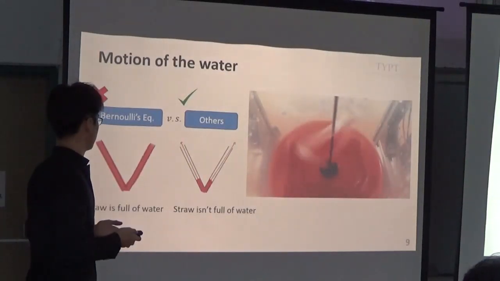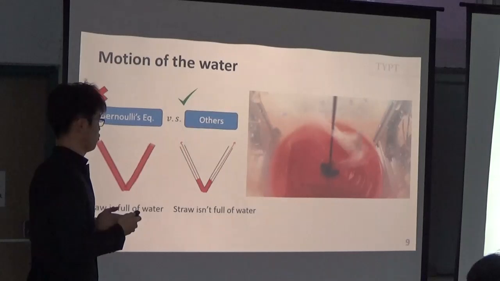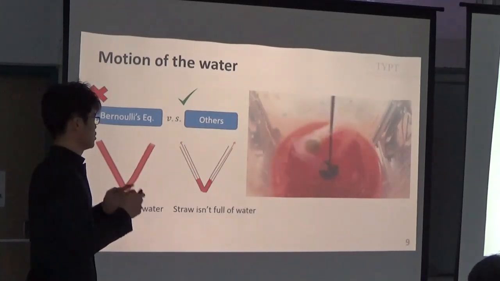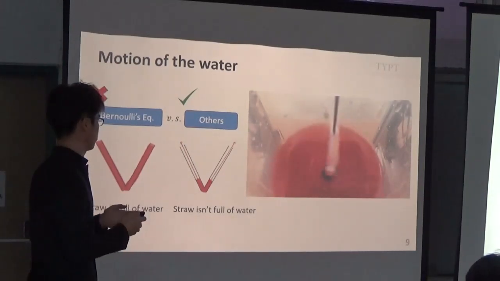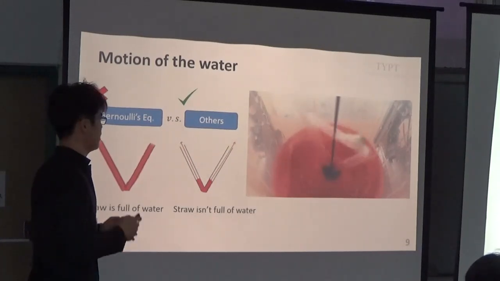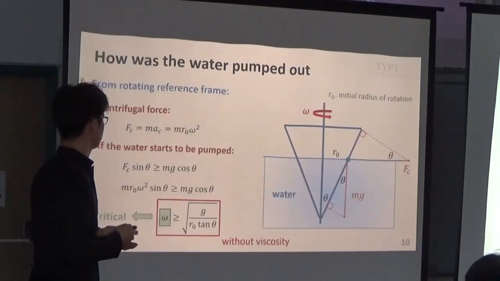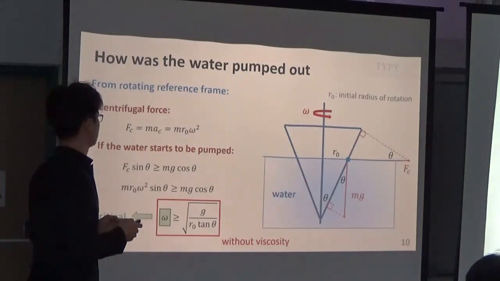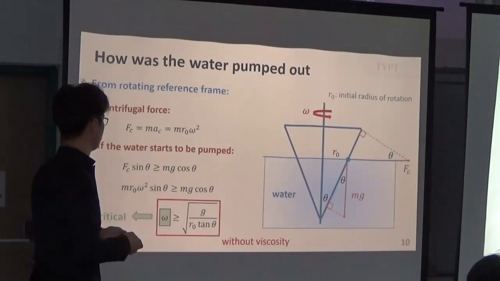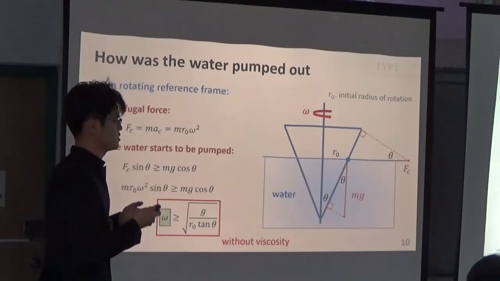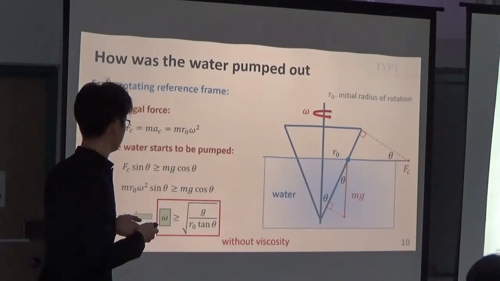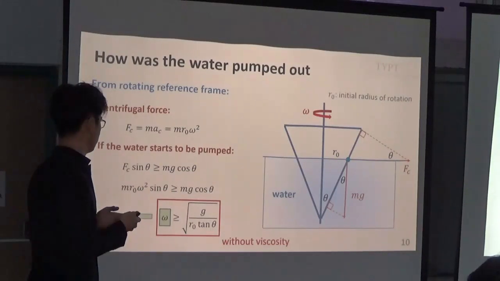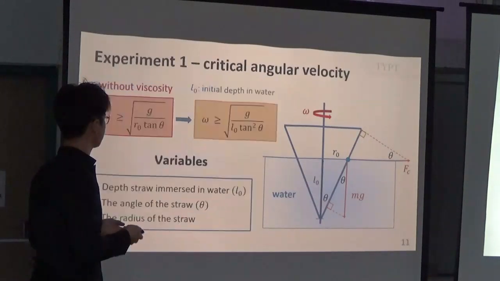From observation, we can see that the straw is not full of water, which means we cannot just use the Bernoulli equation to simply describe the motion of the water. So I would like to build another explanation. Next, I would like to talk about how the water is pumped out. We can consider the centrifugal force if we set the observer in the rotating reference frame. We also have to consider the sliding force caused by gravity. Then we can get the condition of the critical angular velocity.